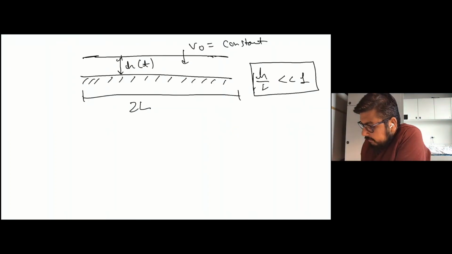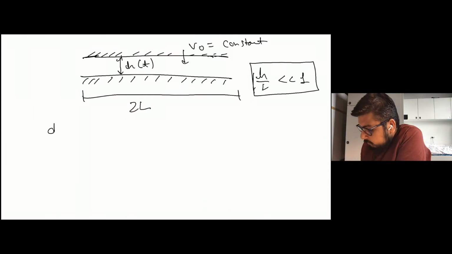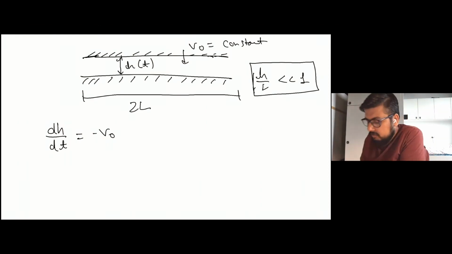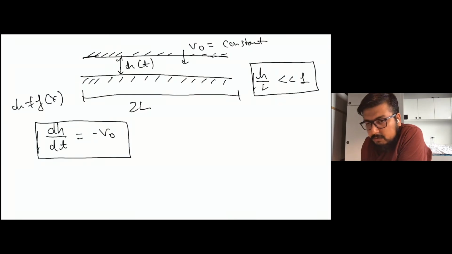So clearly, in this problem, we know that there is going to be a no slip boundary condition both on the top plate as well as on the bottom plate. Furthermore, we already know that dh by dt is nothing but minus v naught. And of course, since these are both flat plates, the height h will be independent of x. So h will not depend on x. So these things we already know.